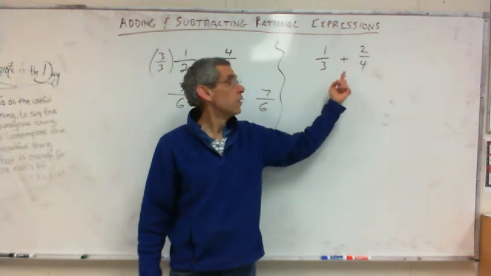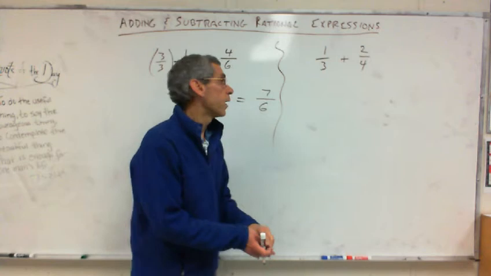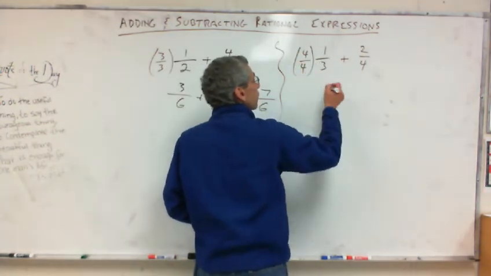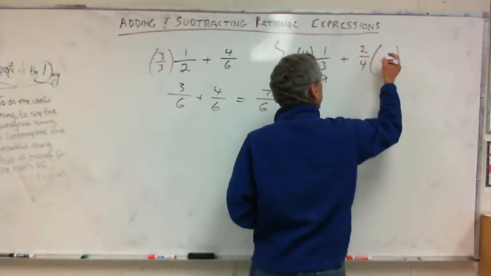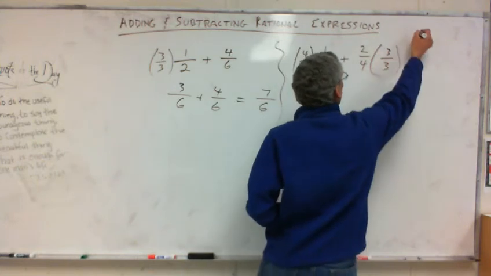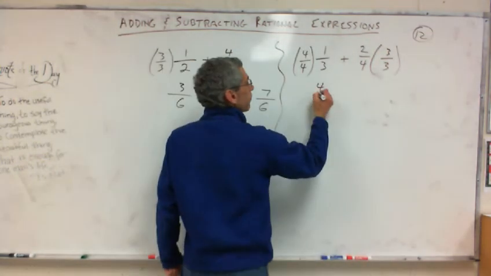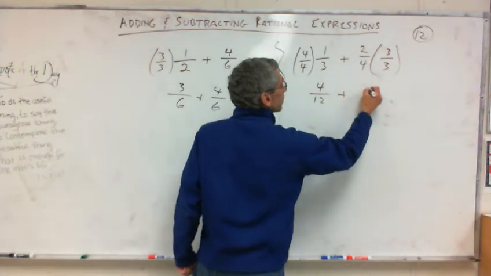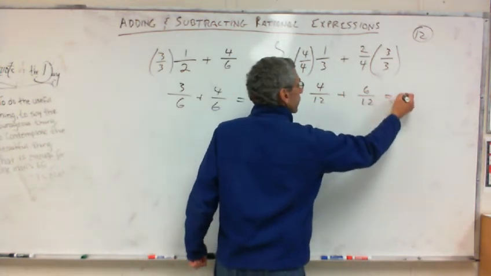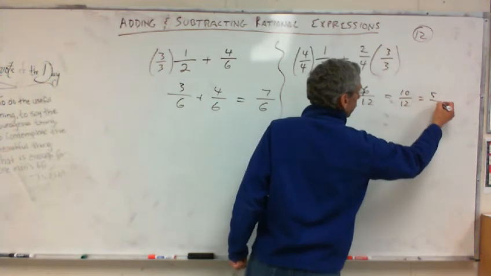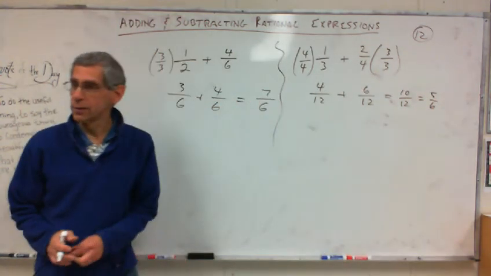3 times 4 is 12. Does 3 go into 12? Yes. Okay, so 3 times 4, right? So I'm going to multiply this fraction by 4 and this fraction by 3, because I want my common denominator to be 12. So now I have 4 over 12 plus 6 over 12, and that gives me 10 over 12, which is 5 over 6, because I can simplify, right?